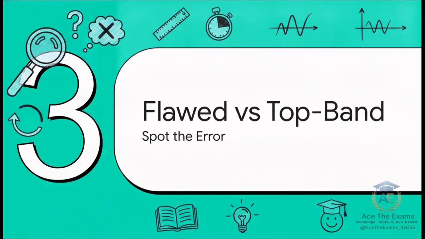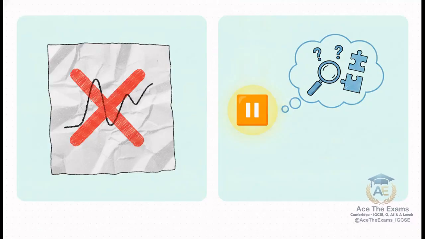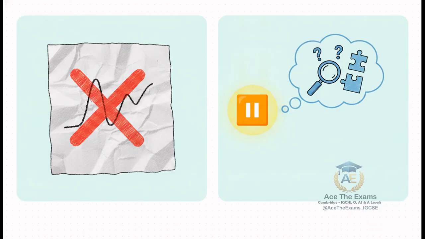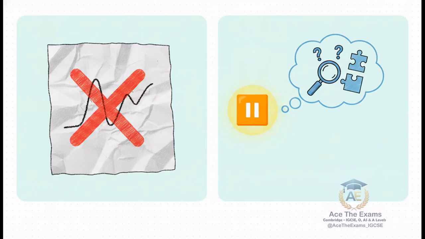Flawed versus top band answers. Spot the error. Let's put your examiner hat on and do a quick spot the error challenge, because spotting bad answers is the absolute fastest way to improve your own. Take a close look at this flawed answer. The vehicle speeds up really fast, reaches a max speed, and then slows down to 0 before the 12 miles ends. Okay, pause the explainer right here and predict exactly why this will score 0 marks on an exam.